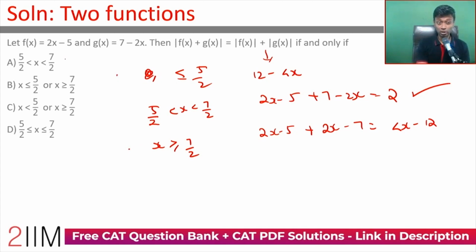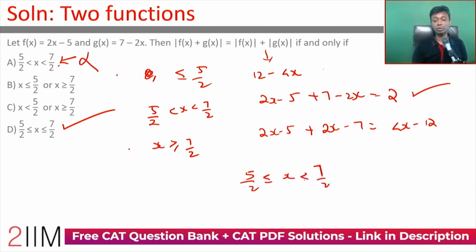Fine. So the answer looks like it is this, but we have to be very careful here. When x is equal to 5 by 2, 12 minus 4 into 5 by 2 is also 2. When x is equal to 7 by 2, 14 minus 12, that also works. So this right here is not the answer choice. This is the answer choice. X could be 5 by 2, x could be 7 by 2. Both are possible. So x lies in the closed interval 5 by 2 to 7 by 2. Both of those values are indeed possible. So be careful. Don't do all this and mark the other as the answer choice.